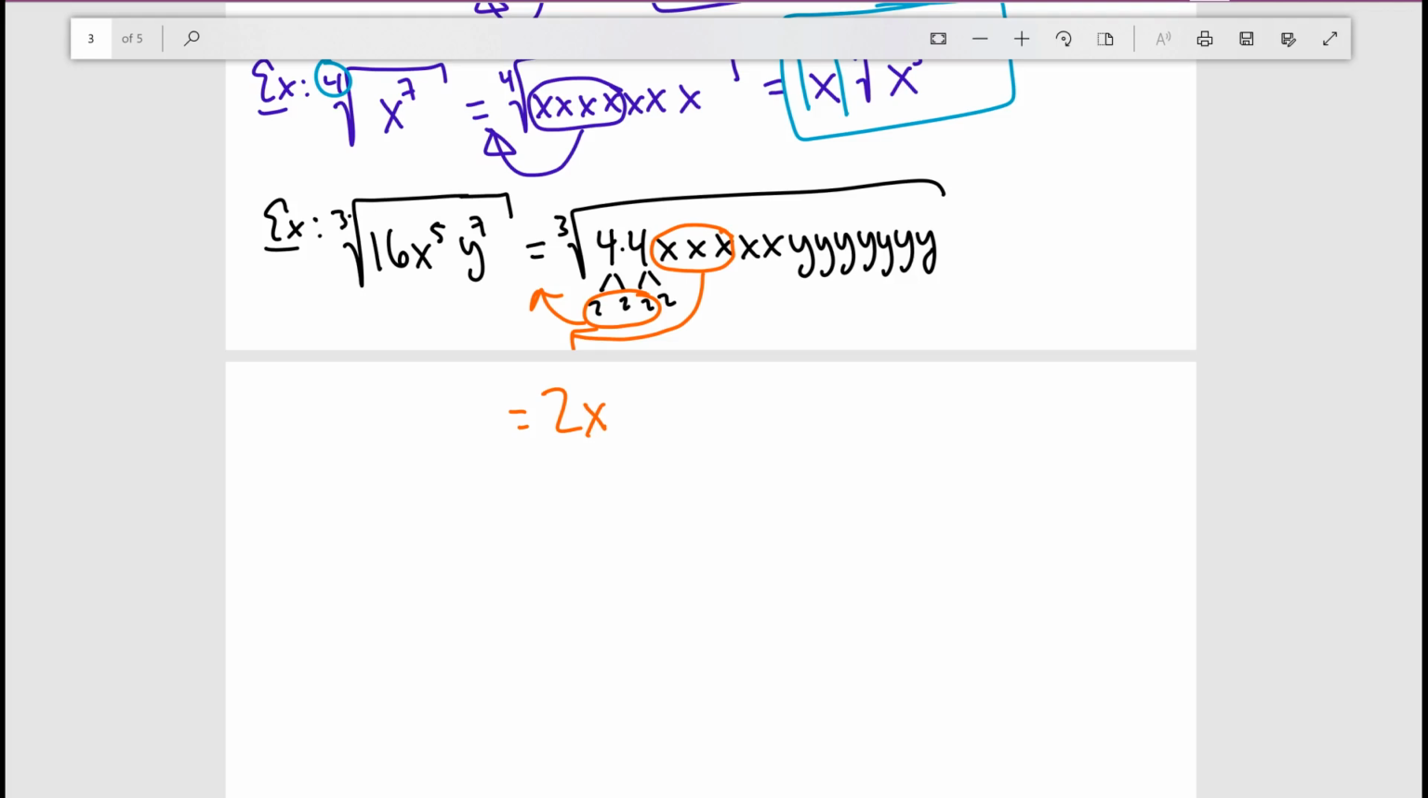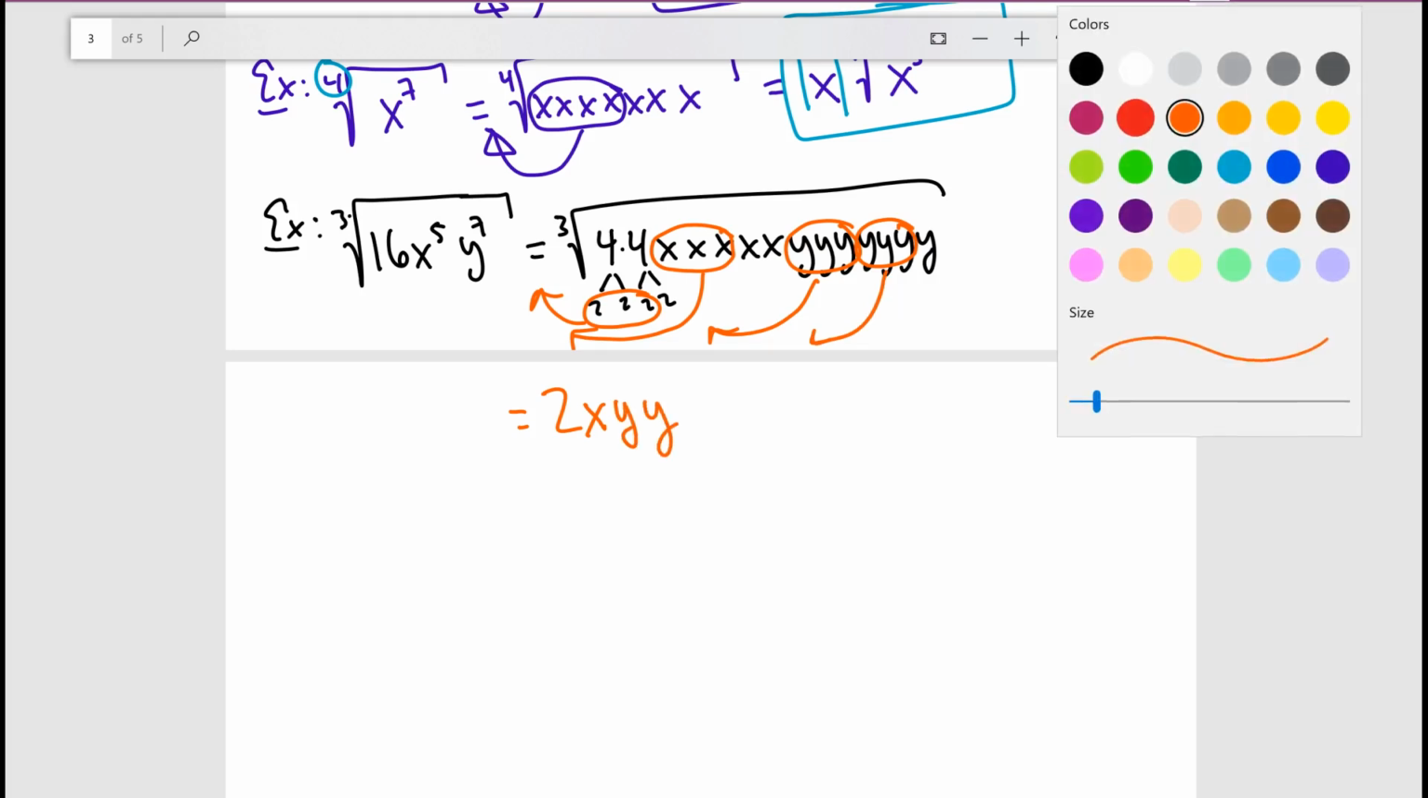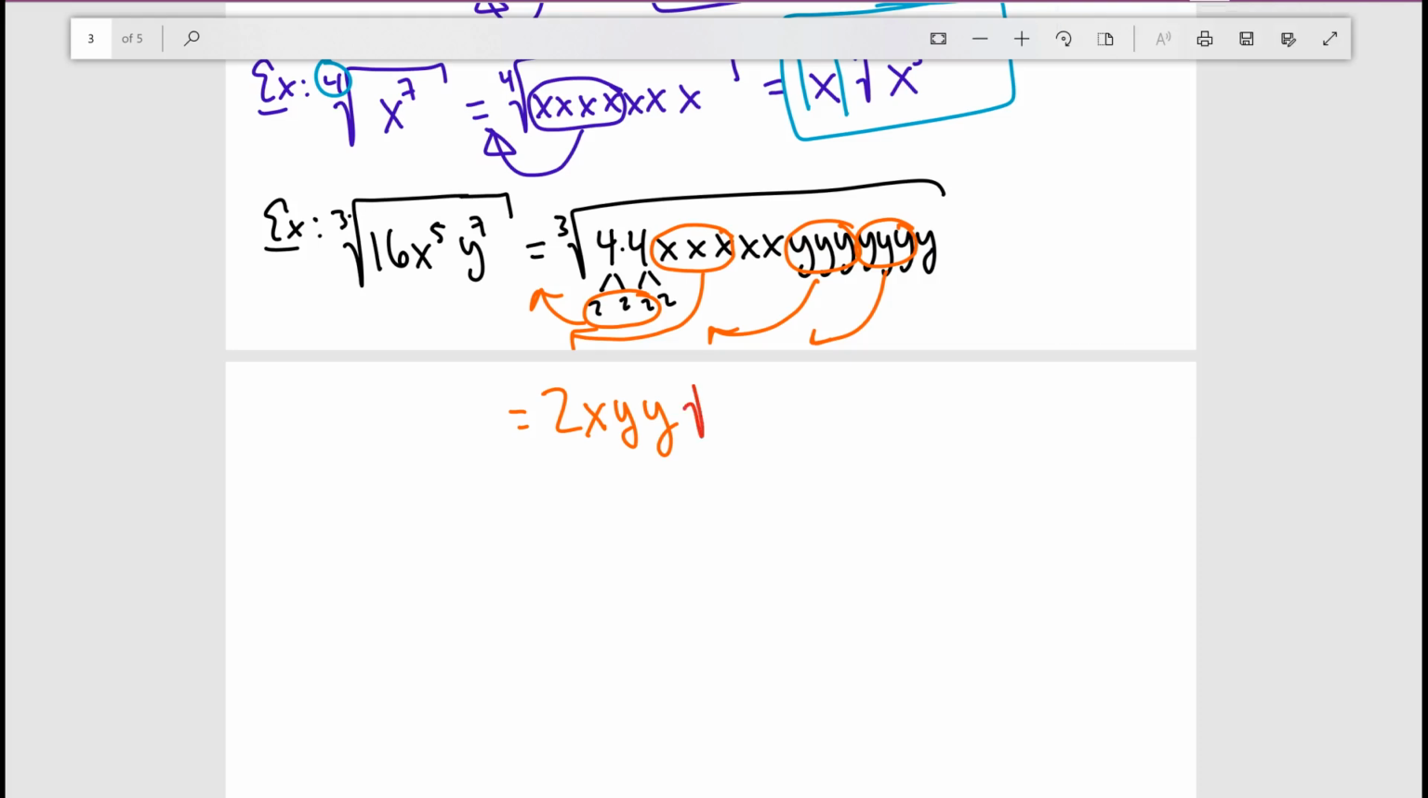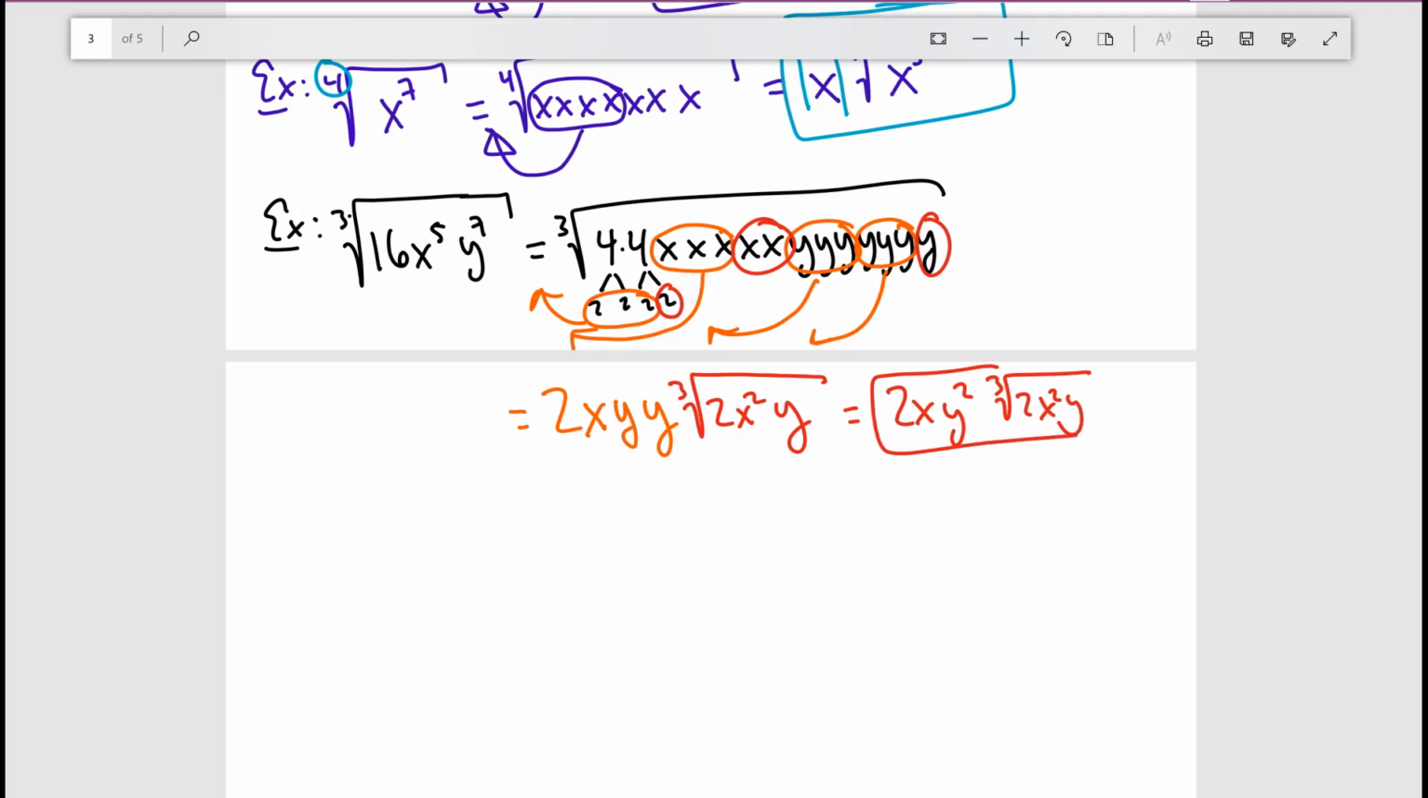And then y's, I'm going to look for more triplets. So here's a triplet, and here's another triplet. So I have 1 y and I have another y. So 2 triplets of y. And now what's going to be left inside? Well, I'm left with 2 x's, and I'm left with 1 y. Let me write this a little bit better. I have 2xy squared times the cube root of 2x squared y. That's going to be my answer.